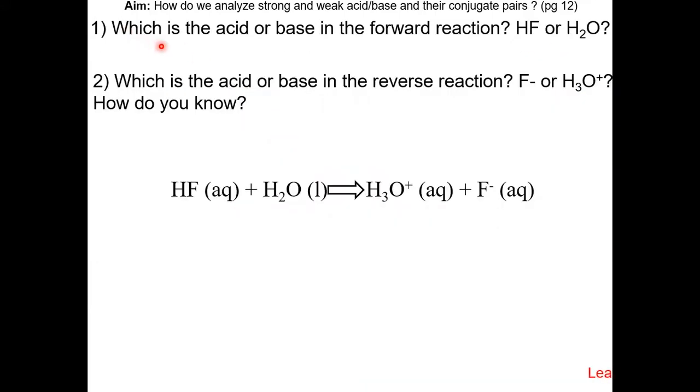Question number 1, which is an acid or base in the forward reaction, HF or H2O? If you look at this chemical equation, HF is losing a hydrogen ion. Therefore, it is an acid, while water is gaining a hydrogen ion. Therefore, it is a base.